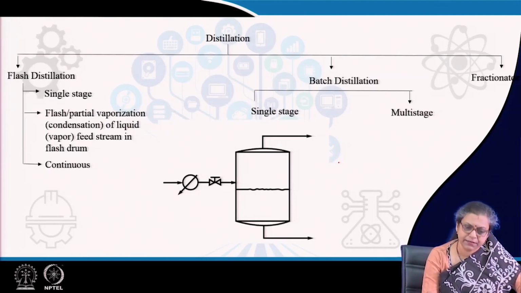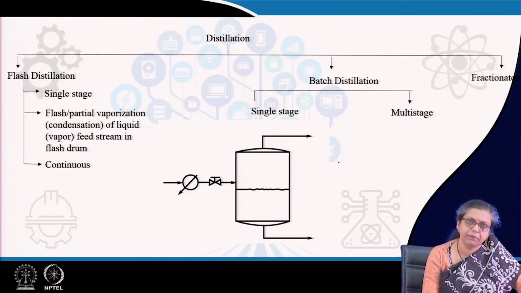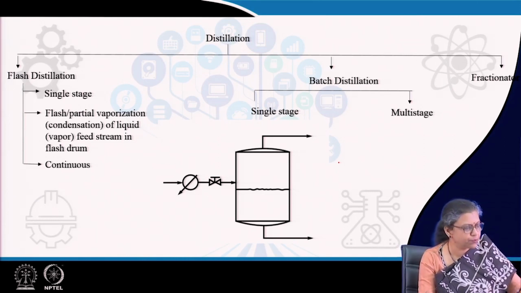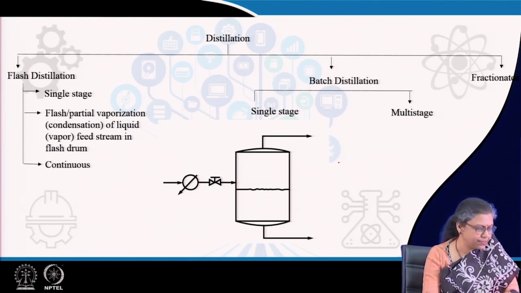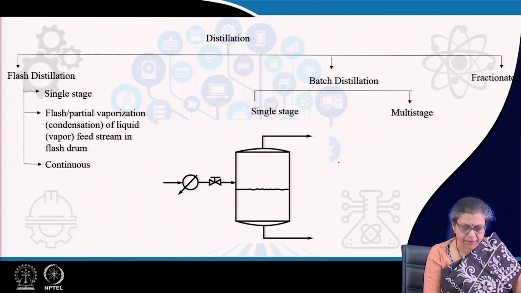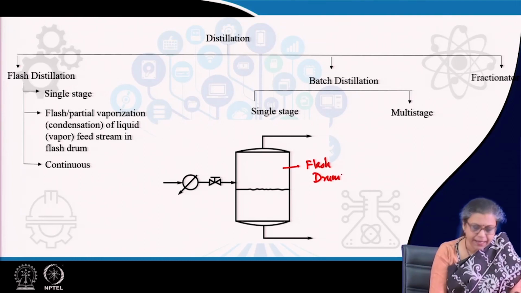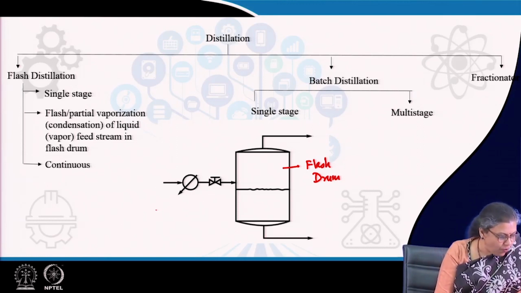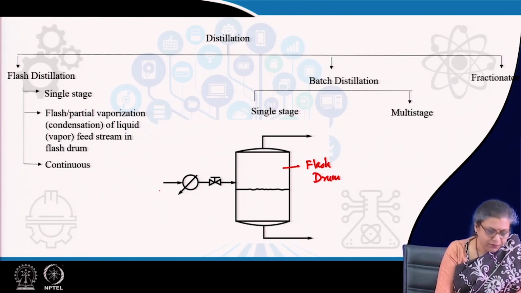Now, distillation can be of different types, right. It can be a single stage distillation, it can be a multi-stage distillation, it can be a batch process, it can be a continuous process. Now, the most simple equipment of distillation is a single stage distillation column, where the distillation takes place in a flash drum. We can have a liquid phase or a mixture of vapor and liquid phase. We can also have a vapor phase.